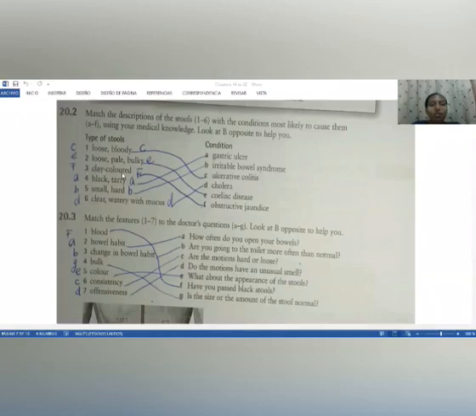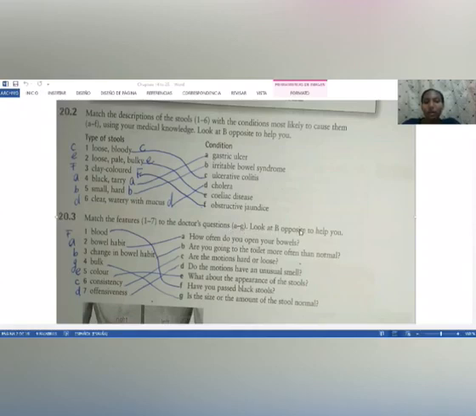Number 3. Clay colored. Letter F. Obstructive jaundice. Number 4. Black, tarry. Letter A. Gastric ulcer. Number 5. Small and hard. Letter B. Irritable bowel syndrome. Number 6. Clear, watery with mucus. Letter D. Cholera.